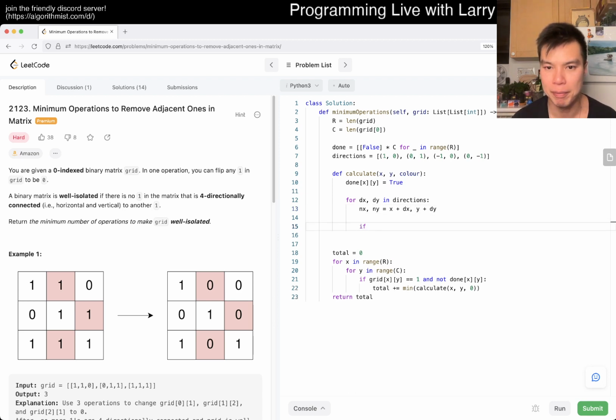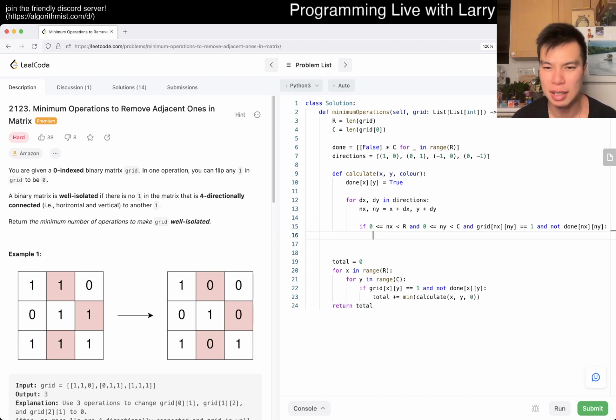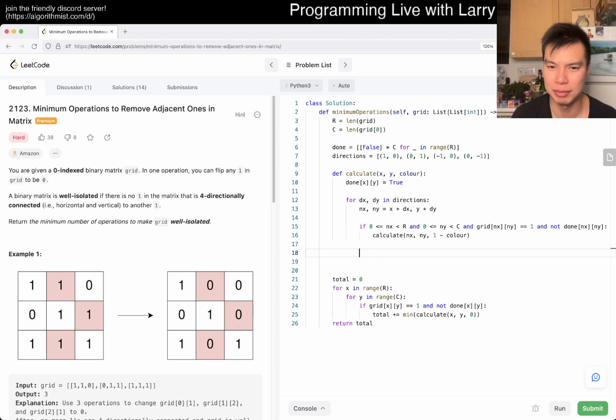If grid of nx and y is equal to 1 and not done of nx and y, and we have to check the bounds. Right, and then we can calculate nx and y, and then 1 minus color. This just flips it from 0 to 1 or 1 to 0. You can maybe also just XOR it by 1 or something, right?